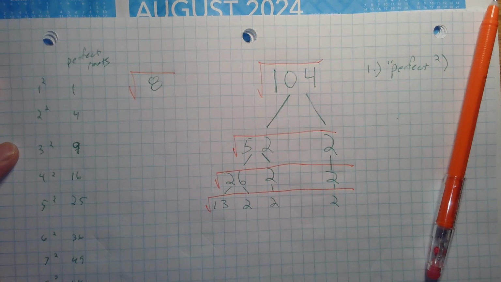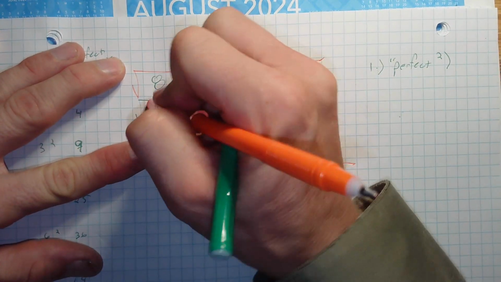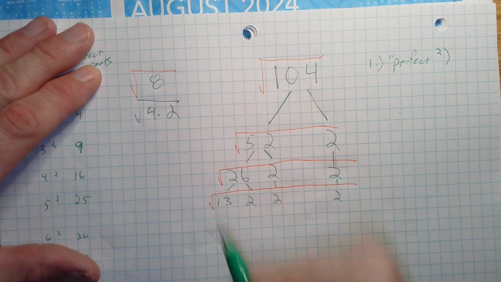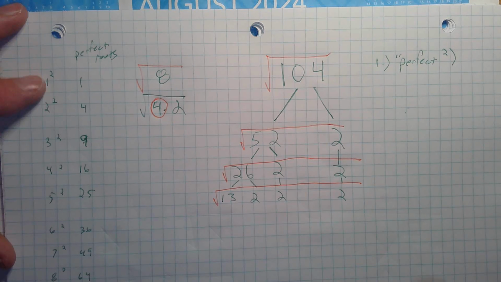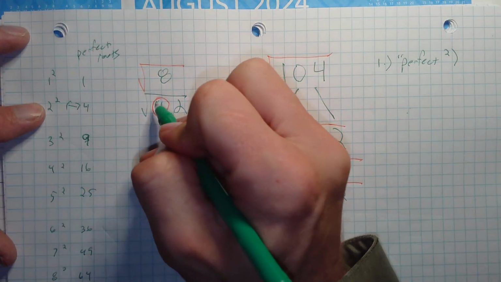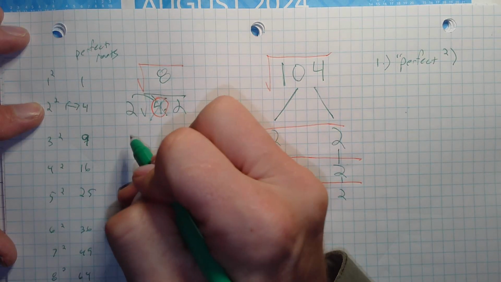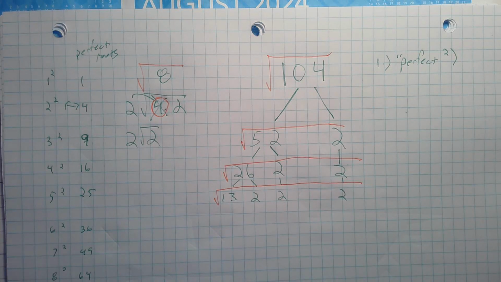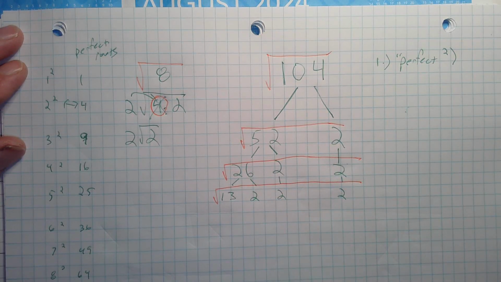We had that earlier. Well, 8 breaks down into 4 times 2. Well, 4 is a perfect square of 2. So this comes out as a 2, and the 4 goes away, leaving me with 2 square root of 2, and that is reduced. Okay, so I don't have that situation here. However, I could make a 4 by multiplying 2 and 2 together, but that would be an extra step.